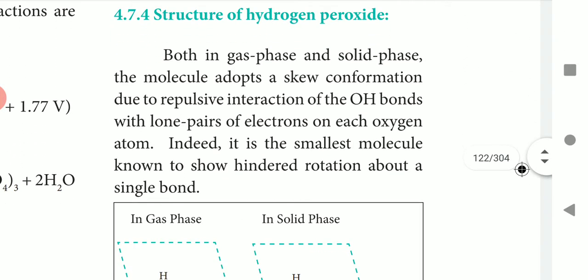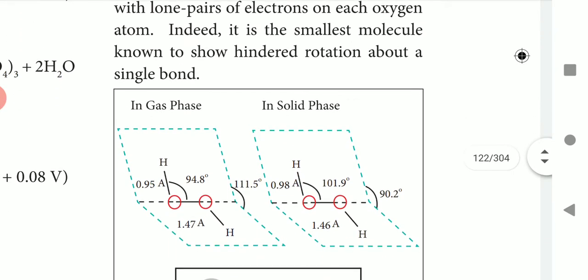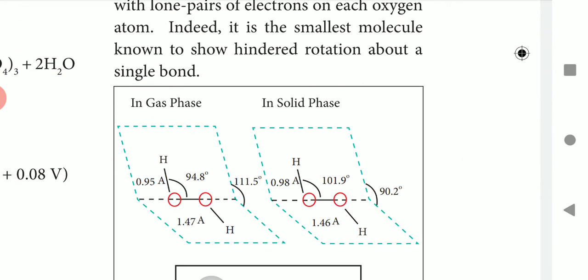Moving on to the structure, both in gas phase and solid phase, the molecule adopts a skew conformation. We will see what skew conformation is in the second volume. Skew conformation is due to the repulsive interaction of the hydroxy bonds and the lone pairs of electrons on each oxygen atom. Indeed, it is the smallest molecule known to show hindered rotation about a single bond.